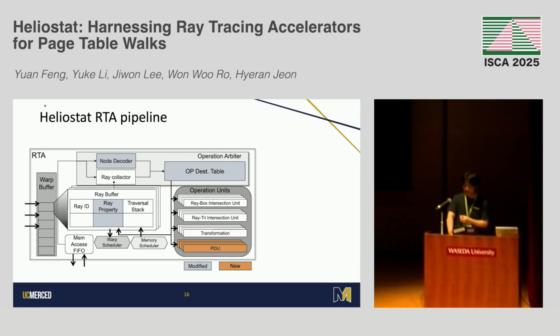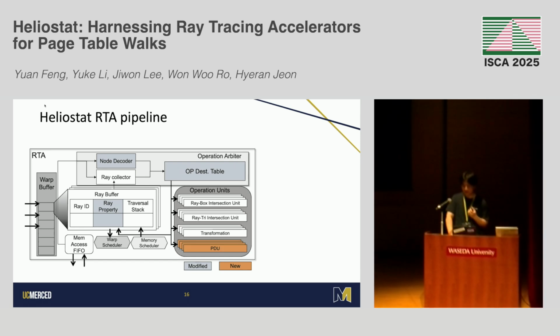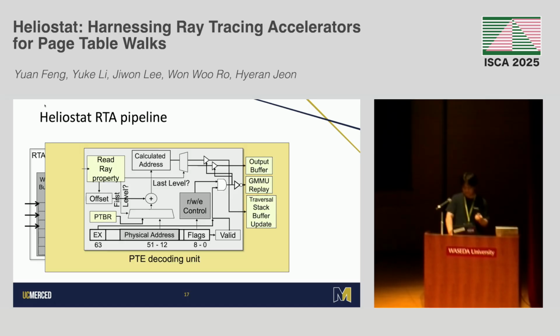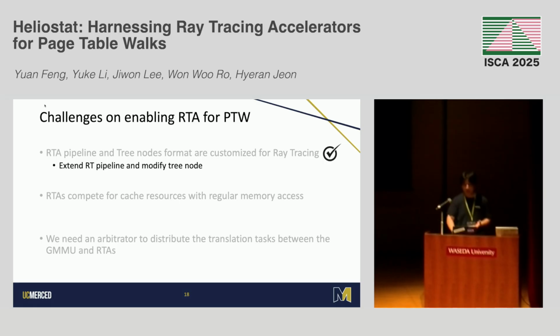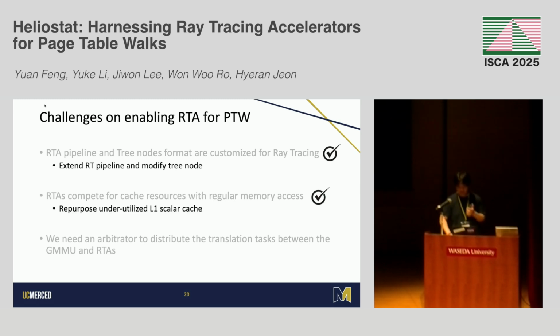We also modify the OP destination table to recognize the page walking ray and redirect it to our newly introduced page decoding unit, PDU. PDU is a simple execution unit, just like the ray triangle intersection units. It is used to decode the returned PTEs. All the essential functionalities like page translation, access control, and customized page fault handling are included. Please check our paper for more detailed implementation. We have now solved the first challenge, and then let me introduce how we solve the cache resource contention problem.